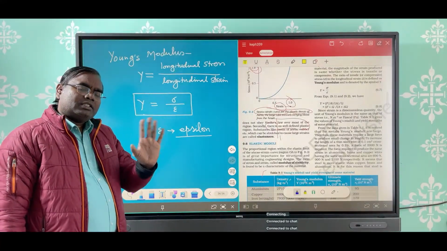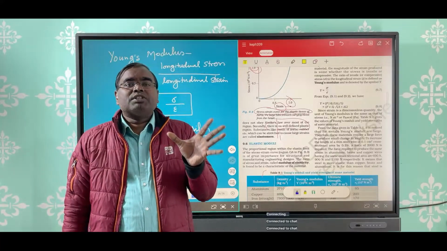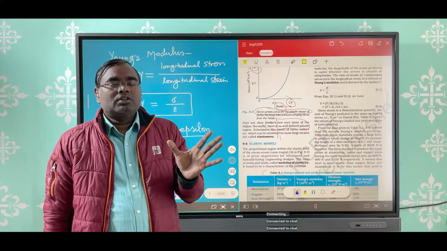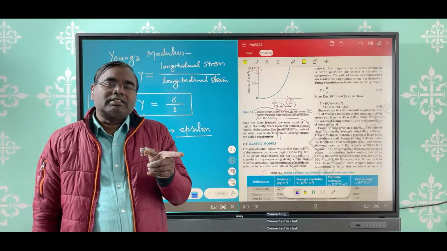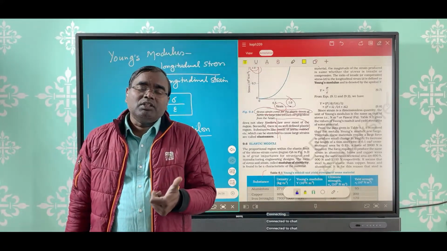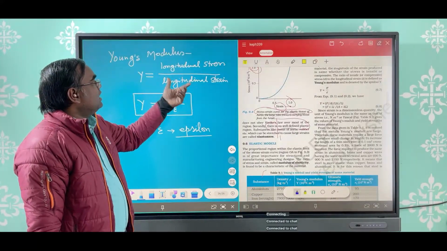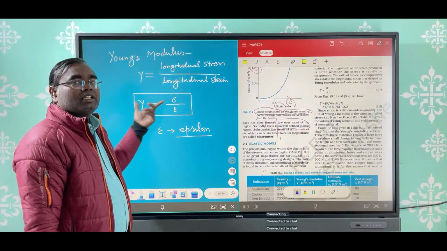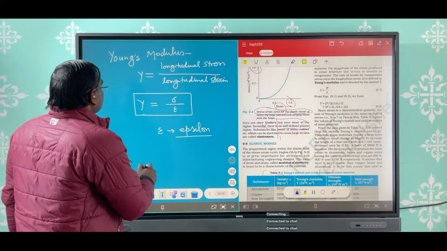So any modulus is defined as the ratio of the stress to the strain. But when we take a particular stress, then we get the particular modulus. So when we take the longitudinal stress and longitudinal strain, we get the Young's modulus. Let us discuss the Young's modulus further.